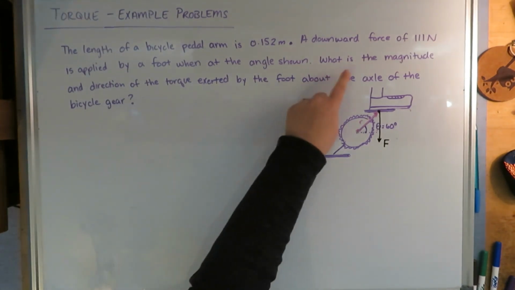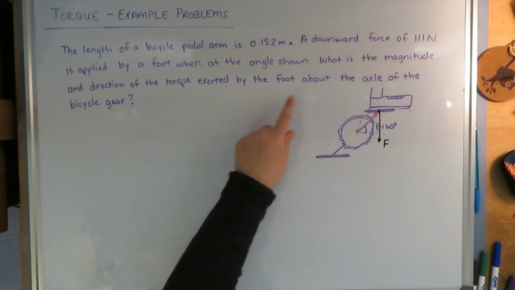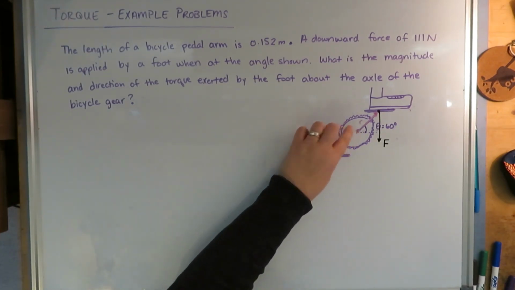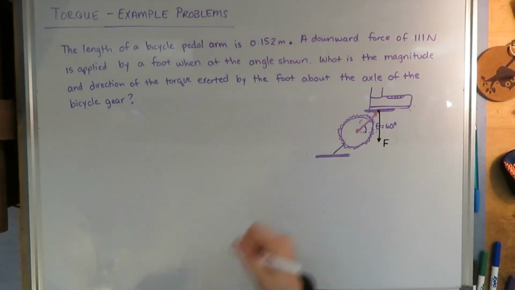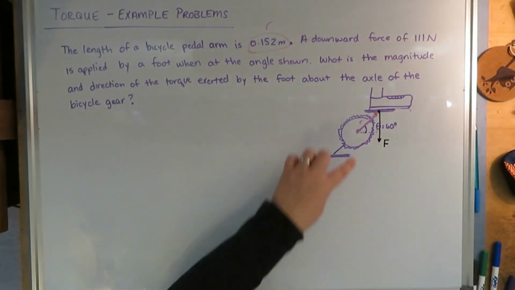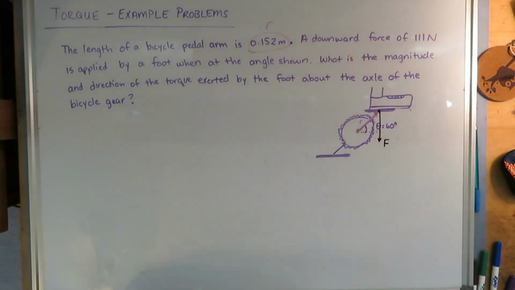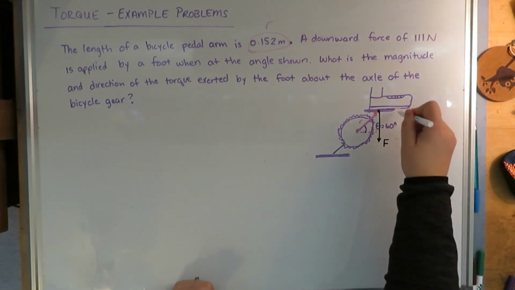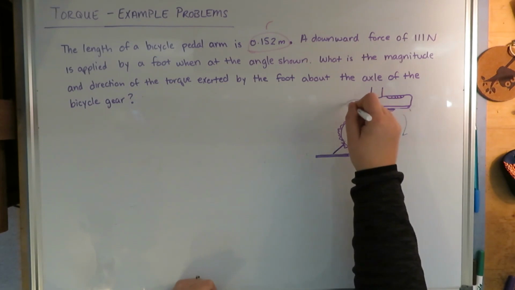It wants us to know what is the magnitude and direction of the torque exerted by the foot about the axle of the bicycle gear. That's how I know my lever arm is going to be the same as this 0.152 meters, because that is the distance from the axis of rotation to the point where the force is applied. The axis of rotation here is through the center, so the bicycle pedal can rotate this way or that way.